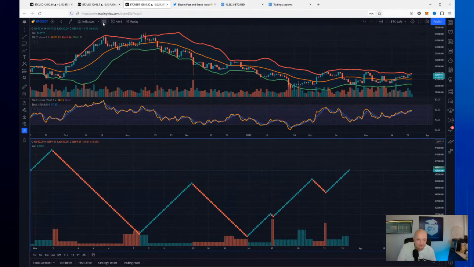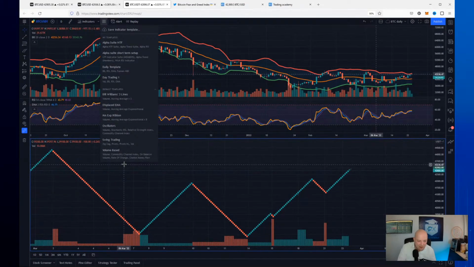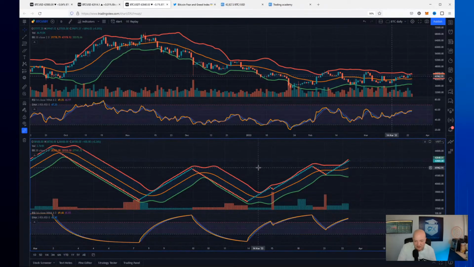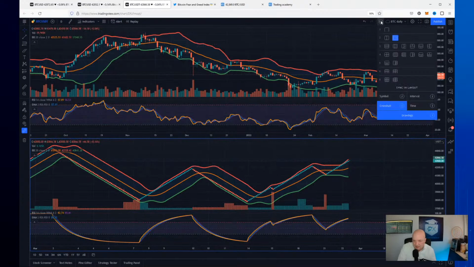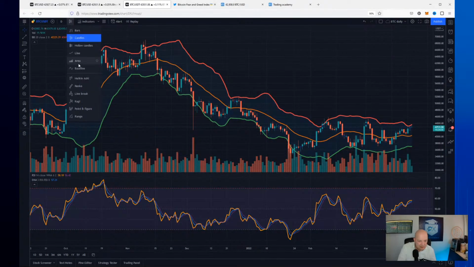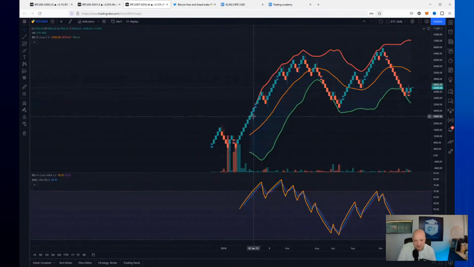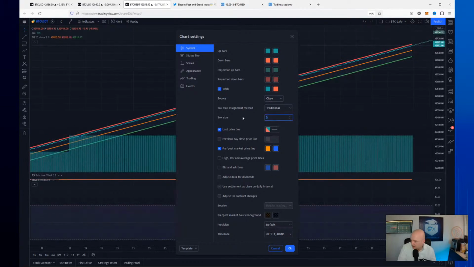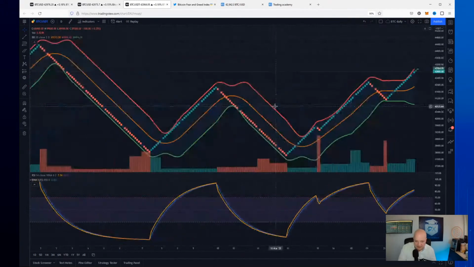Now, the fun thing can happen if I apply my RSI-hook strategy to this. Let's make this bigger, actually. I change this to Renkos, otherwise it's so hard to see, I think, for you guys. Hold on. Traditional, and we do box size 100. Here we go. Now look at this.